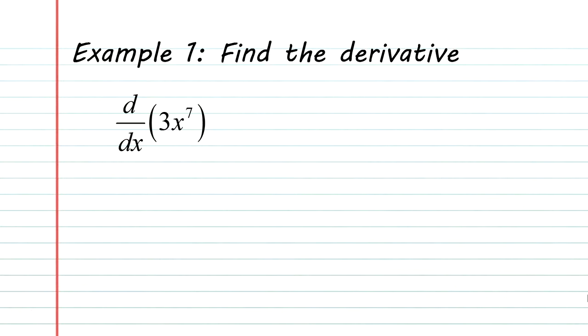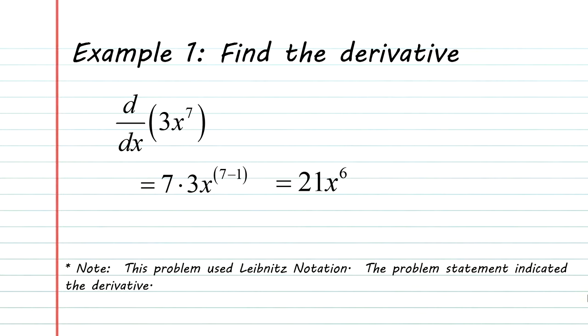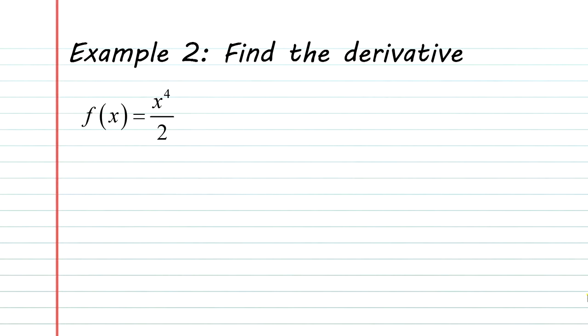All right, example number 1. Let's find the derivative of 3x raised to the power 7. The first thing that we're going to do is multiply 7 by 3. And then we will subtract 1 from 7, which will give us an answer of 21x to the power 6. I would like to point out here that this problem uses Leibniz notation, and so the problem statement already indicates the derivative. So the notation is fine, and the steps can be shown just as they are here.